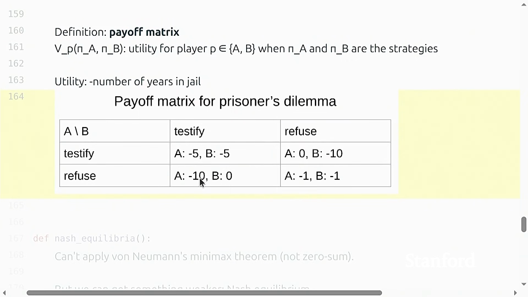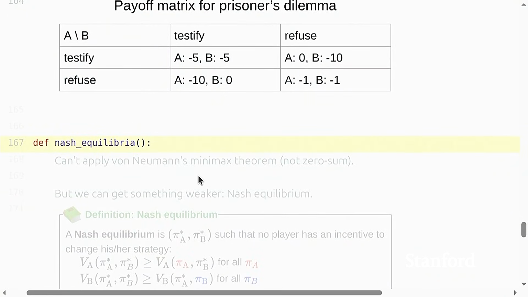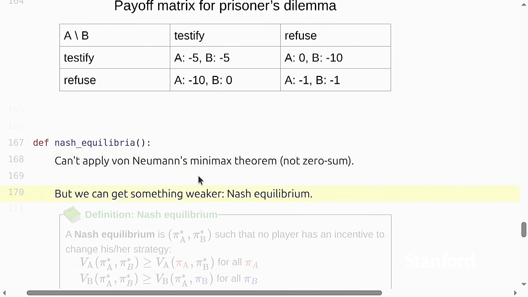Okay, so we don't have time to let you guys play this, but that's fine. So how do you solve non-zero-sum games? We can't apply von Neumann's minimax theorem anymore because it's not zero-sum. But it turns out we can get something, and that's called a Nash equilibrium.